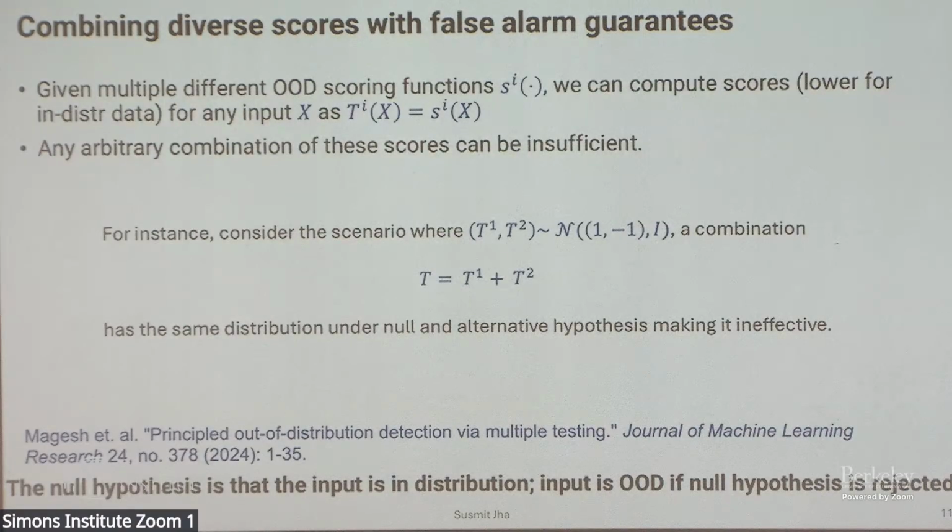Imagine, just for a moment, to understand the challenge better, that we have two different scores, T1 and T2. They happen to have means of 1 and -1, and the standard deviation is unit. If you combine them in an ad hoc manner through simple addition, T1 plus T2, you end up with a score which has the same distribution when the data is in distribution and when it is out of distribution. So the power of the score to distinguish between OOD and in distribution is completely gone. Clearly, any ad hoc combination of these scores will likely not work. We need to figure out how to combine them in a much more systematic manner.